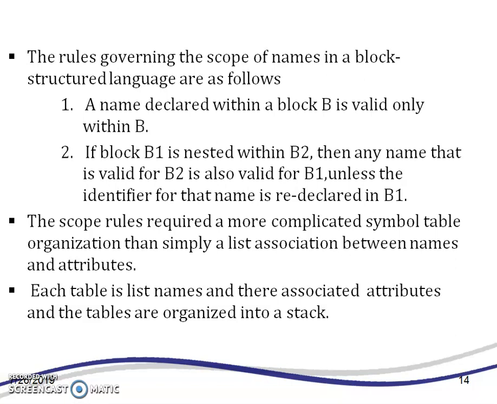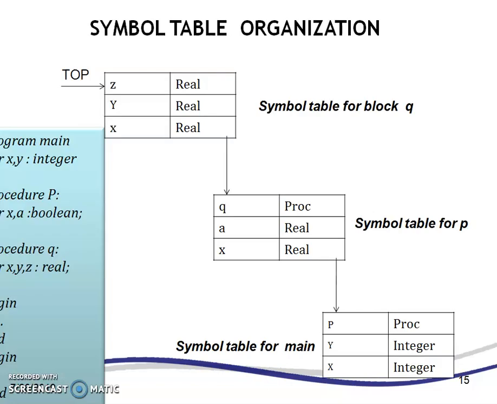The scope rules require a more complicated symbol table organization than simply a list of associations between name and attribute. Each table is a list of names and their associated attributes, and the tables are organized into a stack. So here we are using this stack to store the symbol table for each and every block. Now let's consider an example.